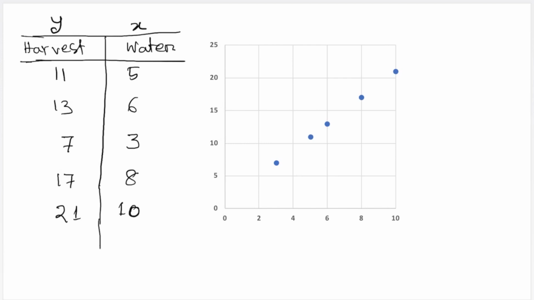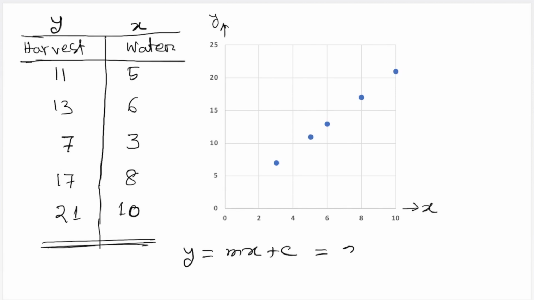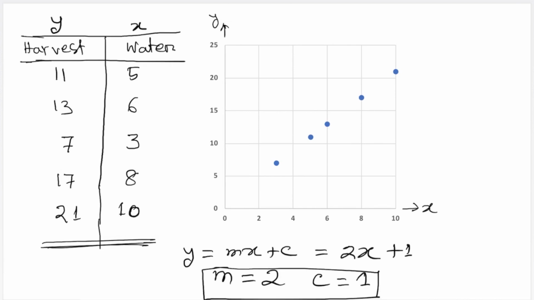If we plot this, we obtain this graph. In the horizontal axis, we have x, and in the vertical axis, we have y. If we take a closer look, we'll see that this particular table has the form y = mx + c, which equals 2x + 1. That means that m is equal to 2 and c is equal to 1. So this is the model.